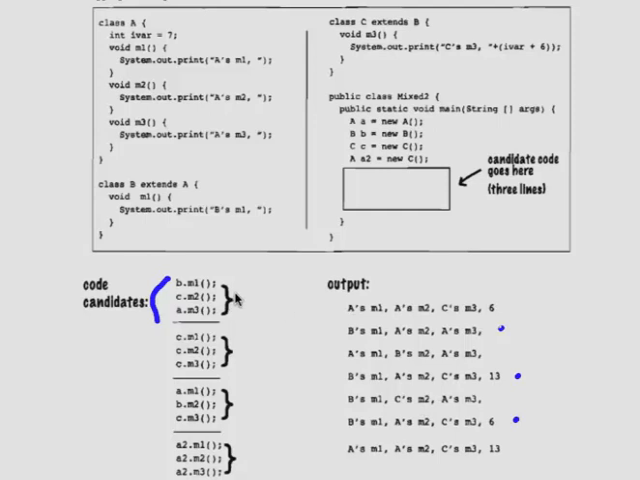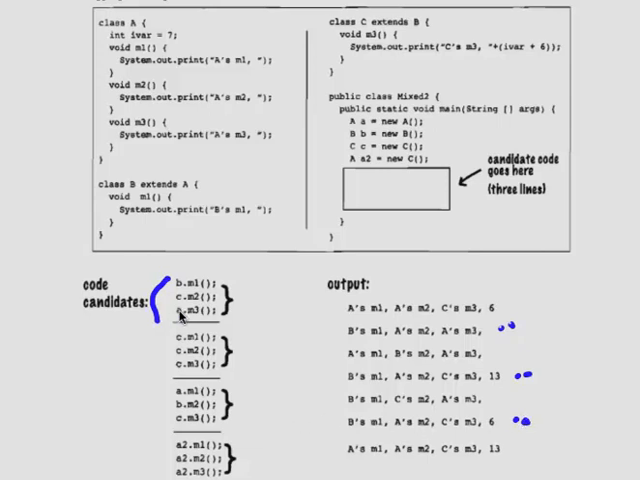Second one, say C.M2. What is C? C, here it is, of C, M2. So it comes in here. M2 doesn't exist, so it goes into the parent, and of course the parent doesn't have M2. It goes to the grandparent in here, and M2 is here. M2 says A's M2. So I'm looking for a second one that says A's M2. Yes, this one. And here. This one A's M2 as well. Yeah, this is correct. And this one A's M2 is correct as well.